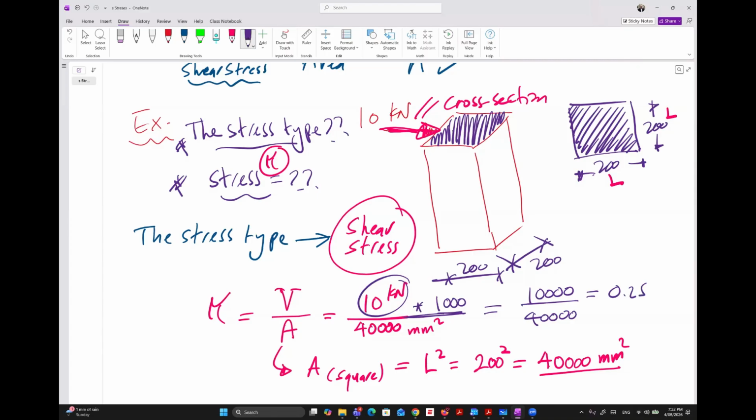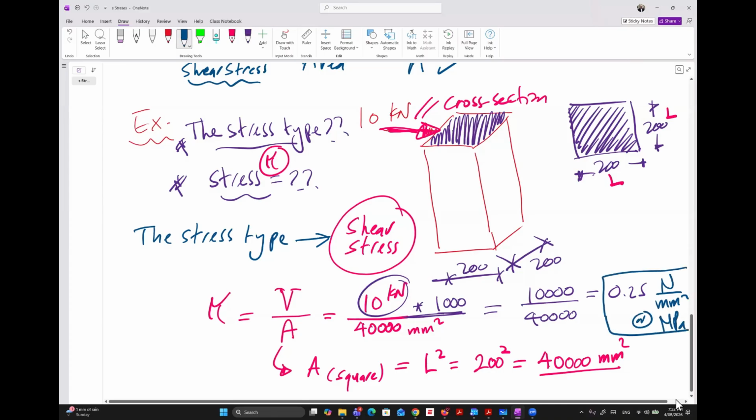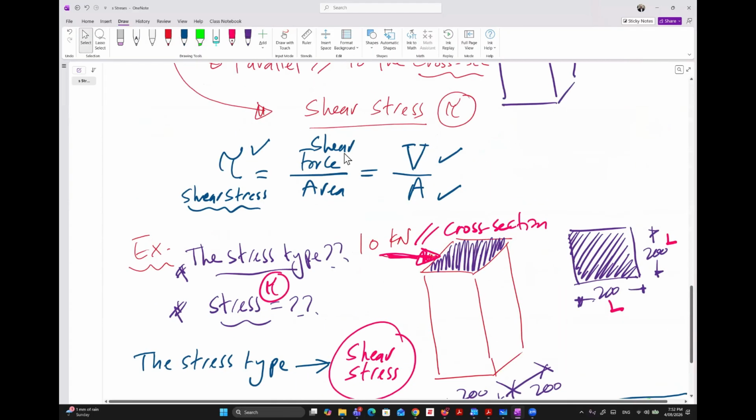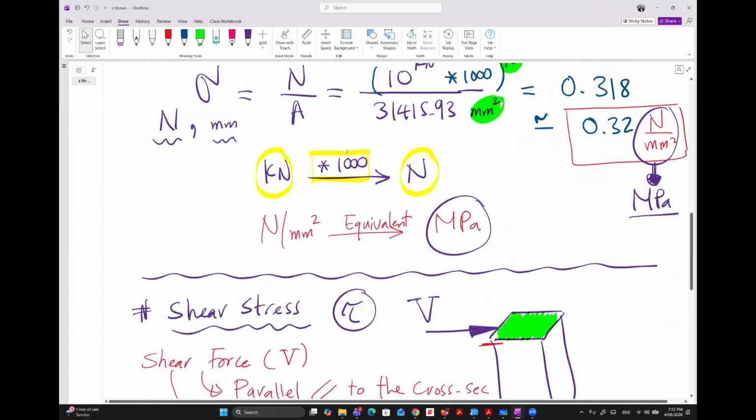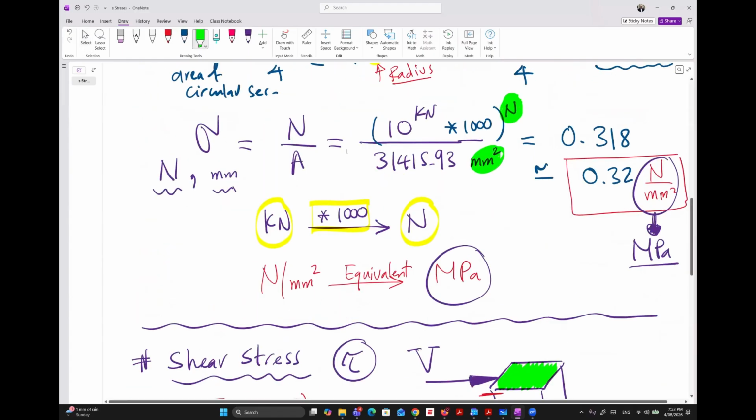What is the unit? Newton per millimeter squared, or megapascal. Okay, so the final answer here is 0.25. The previous one was 0.325. 0.32, sorry. Okay.